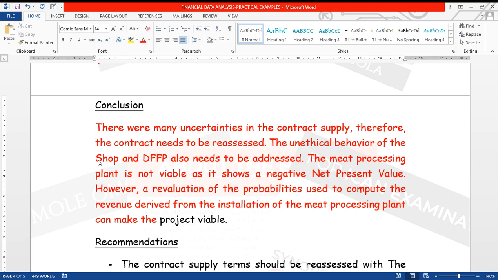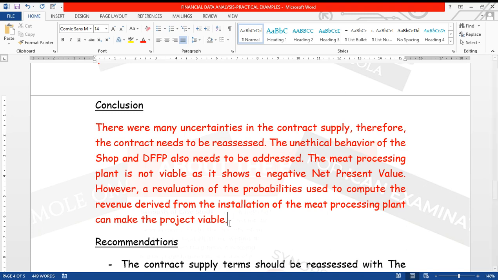The meat processing plant is not viable, as it shows a negative net present value. However, a re-evaluation of the probabilities used to compute the revenue derived from the installation of the meat processing plant can make the project viable. So we're telling them that they should consider the probabilities. Probably it's the probabilities that are actually making the project not viable.